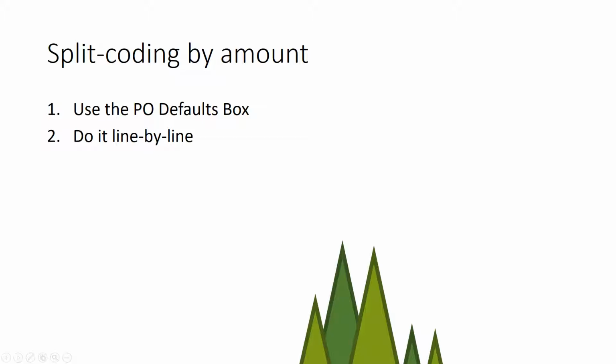You can use the PO defaults box to split the whole transaction in one place. It sounds ideal, but there's a complication or two. Or you can split it line by line. That sounds like a lot of work if you have a lot of lines, but there are situations where it will be easier than the PO defaults box. But it has complications of its own. I'll go through both of these techniques.